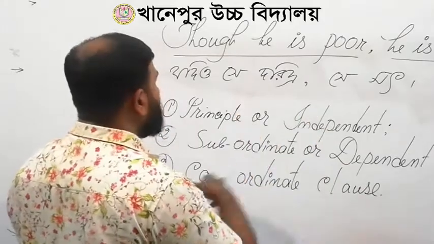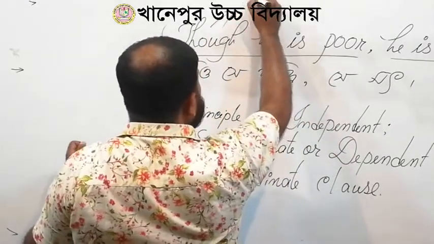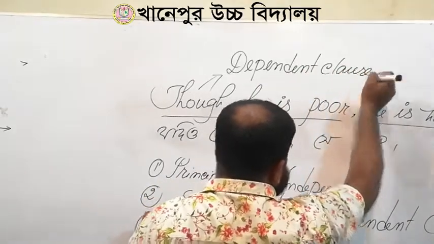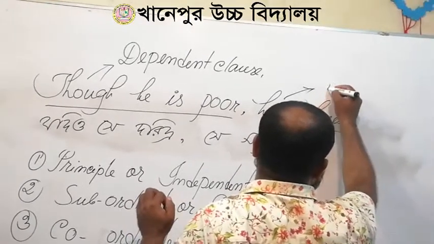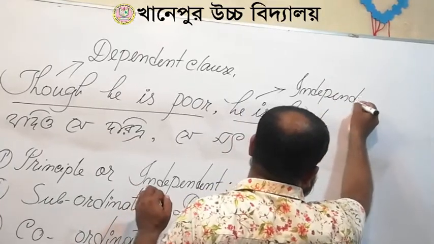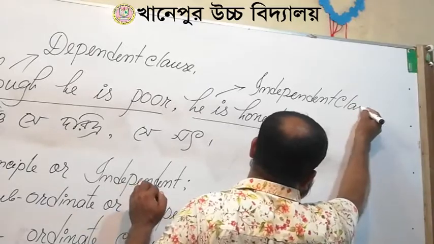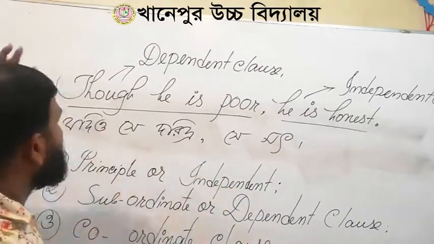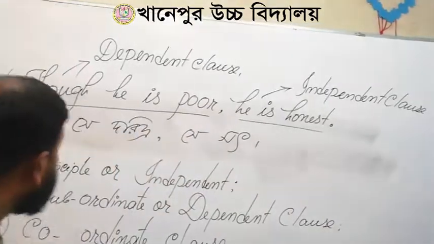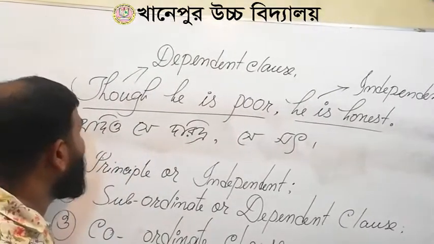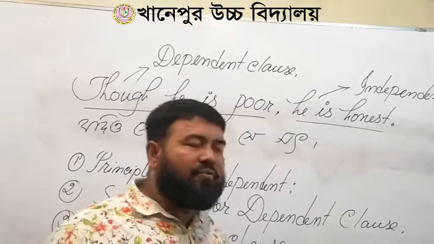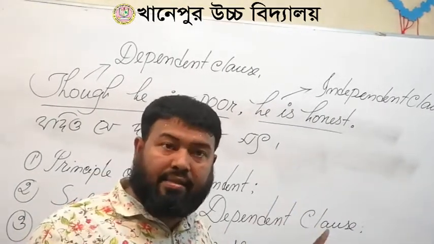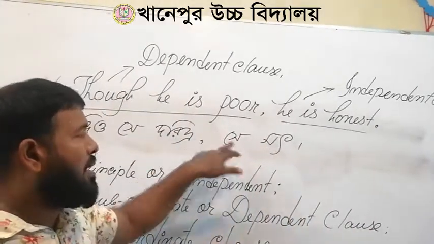Here we can see it's an example for the dependent clause, and it's an example for the independent clause. My dear student, I think you are clear about the complex sentence. You are clear about the principal or independent clause, and you are also clear about the subordinate or dependent clause. At the same time, when we find any sentence has a principal clause and a dependent clause, then we call it a complex sentence.